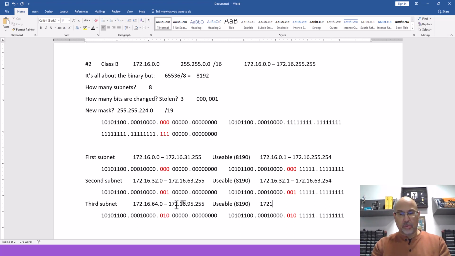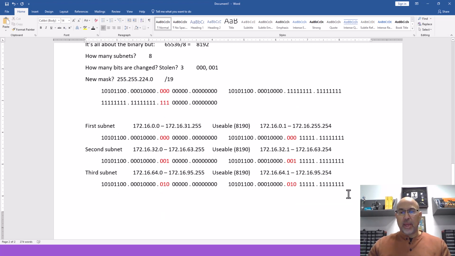Range 172.16.64.1 to 172.16.95.254. And so those are our first three subnets. And you follow right along, and maybe I'll do the last subnet. I don't know. I'm really confused here. Can we jump ahead? Can I do this without doing them all in between? Well, we're just going to follow the rules. Okay. Well, what do we know about the last subnet?